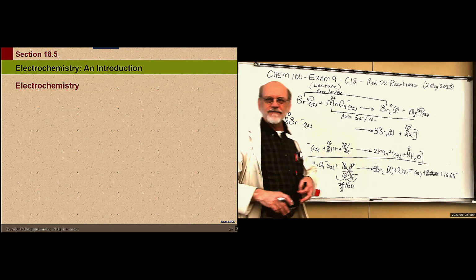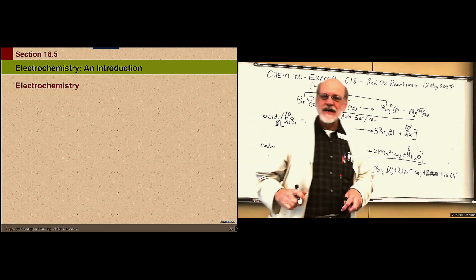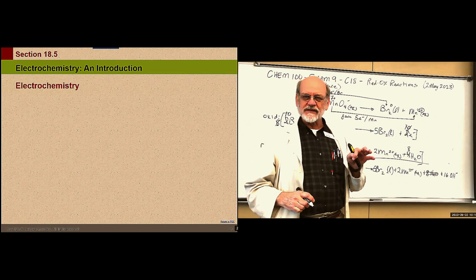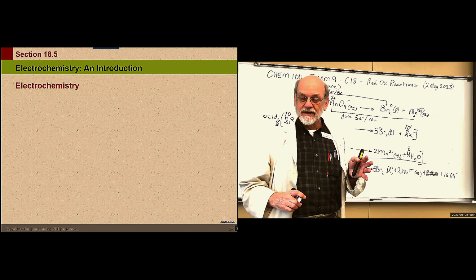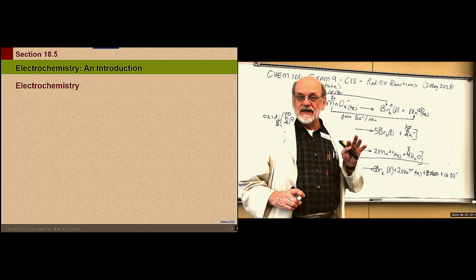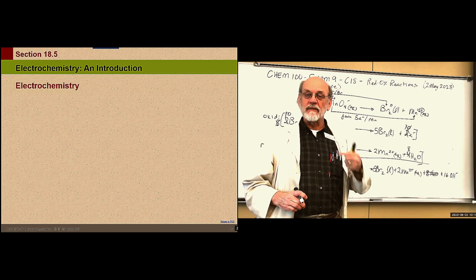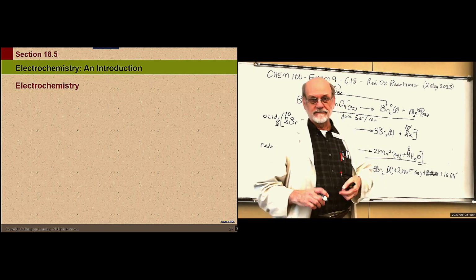So I call that the fake acid method. You balance it for an acidic solution first, then you neutralize the acid with hydroxyls on both sides of the equation, and the outcome is a basic solution.